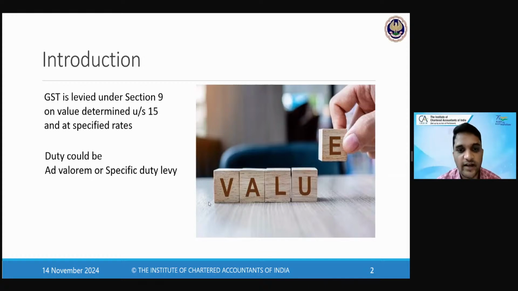Maximum 20%, correct. So maximum 20 plus 20, maximum 40% can be the GST rate on any date, except that you have cess also, compensation cess, which will be added for a few goods. Otherwise the basic GST rate will be 20 plus 20. Correct, Pallavi.